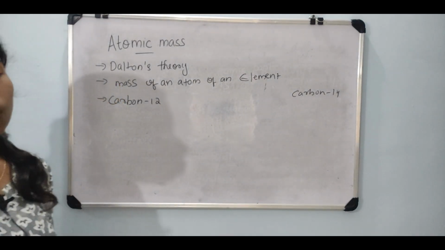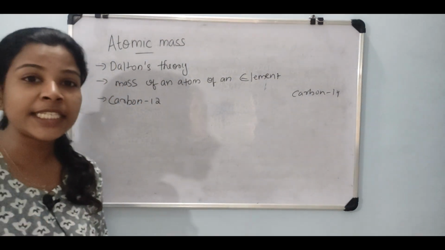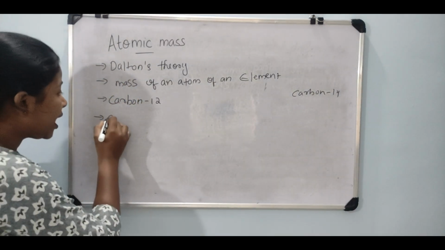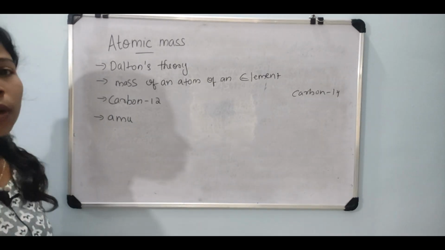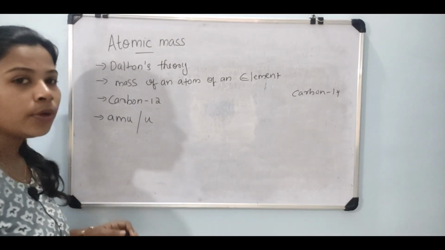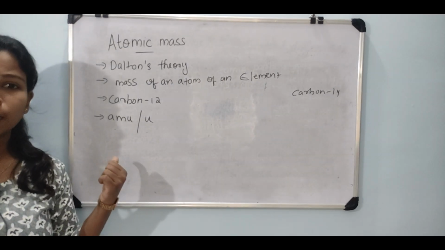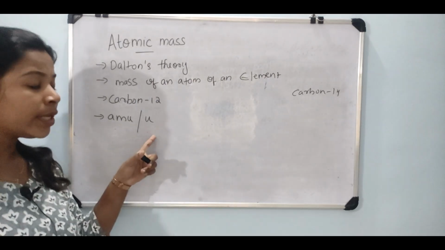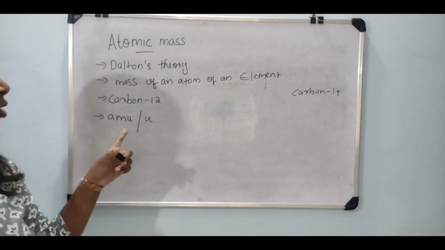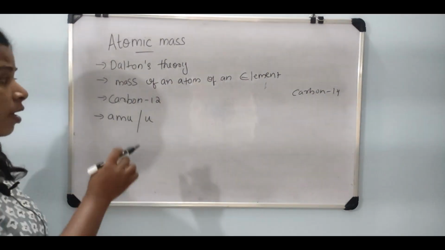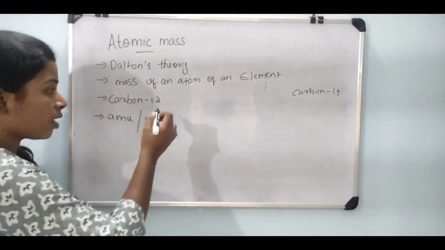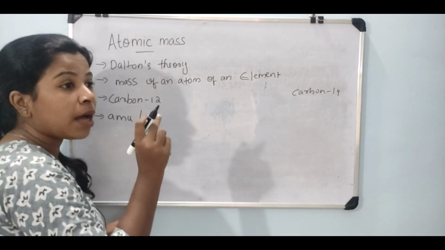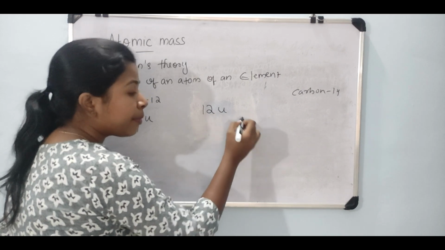Now, what is the unit of atomic mass? It is AMU or U. Initially AMU was used, now U is used. What is the full form of AMU? Atomic mass unit, and U is unified mass. Now we are going to see about AMU. I told you the reference is the carbon 12 atom. The atomic mass of a single atom of carbon 12 is 12 AMU or 12 U.